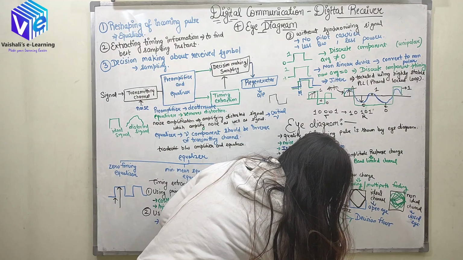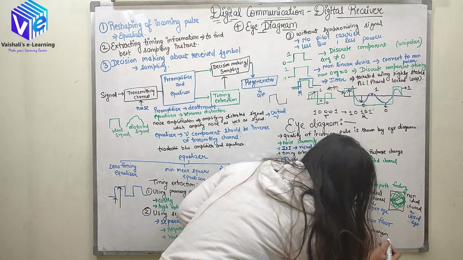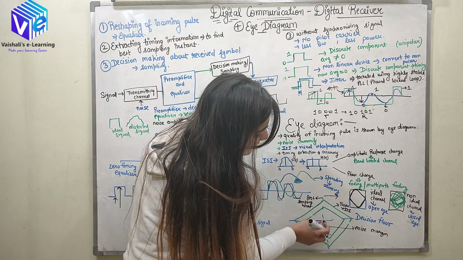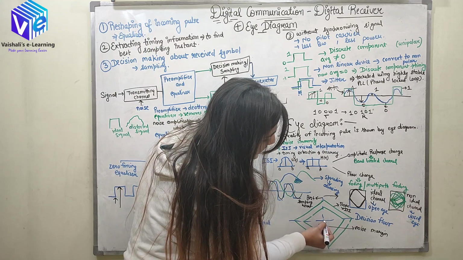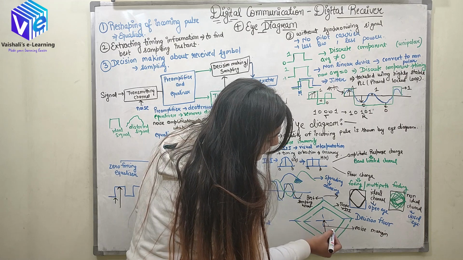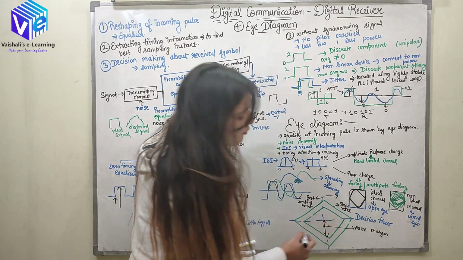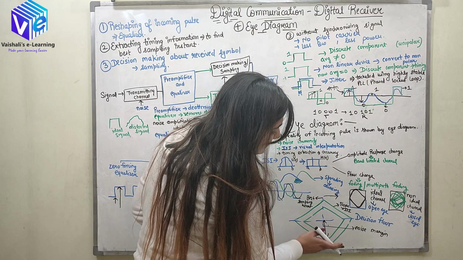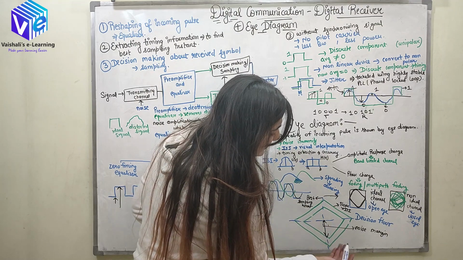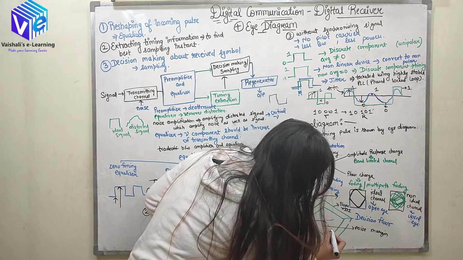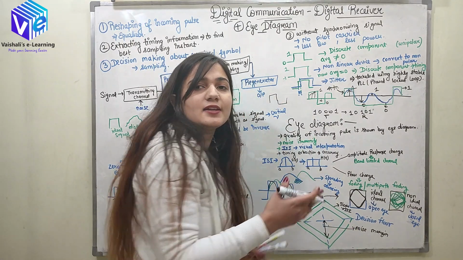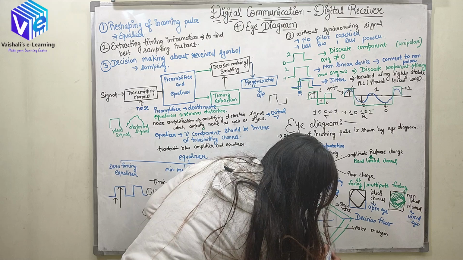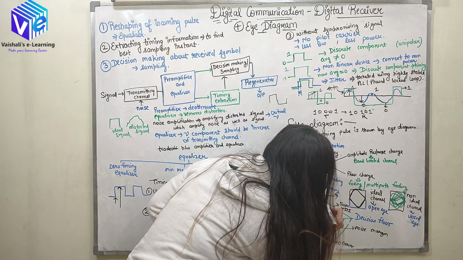Now after that, this is my noise margin. Noise margin means if this point would shift here, the noise margin would not be there. If this point shifted here, my noise margin at that time would be zero, which means the eye is closed. When the eye is closed, I would not get any place to make the decision. When my noise margin is there, I can actually make the decision about 0 or 1. Noise margin tells me that the signal is in the noise margin, and I can measure 1 as 1 and 0 as 0. This is my 0 error. This is my 1 error.